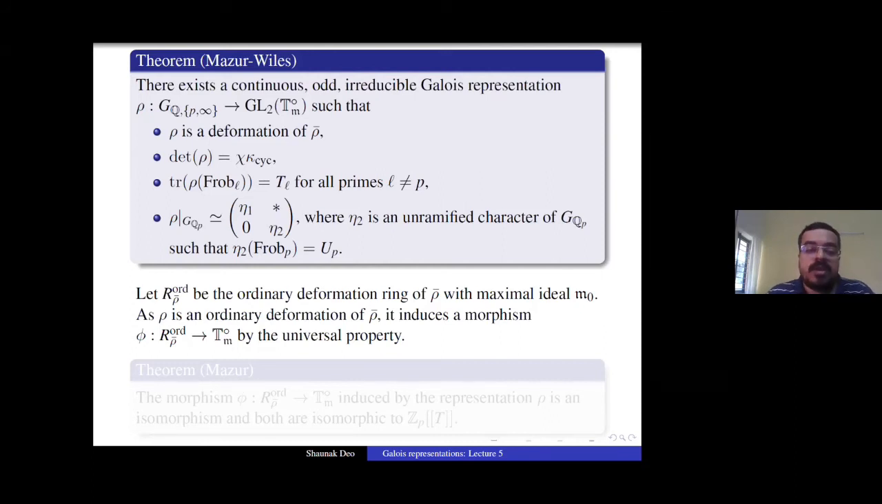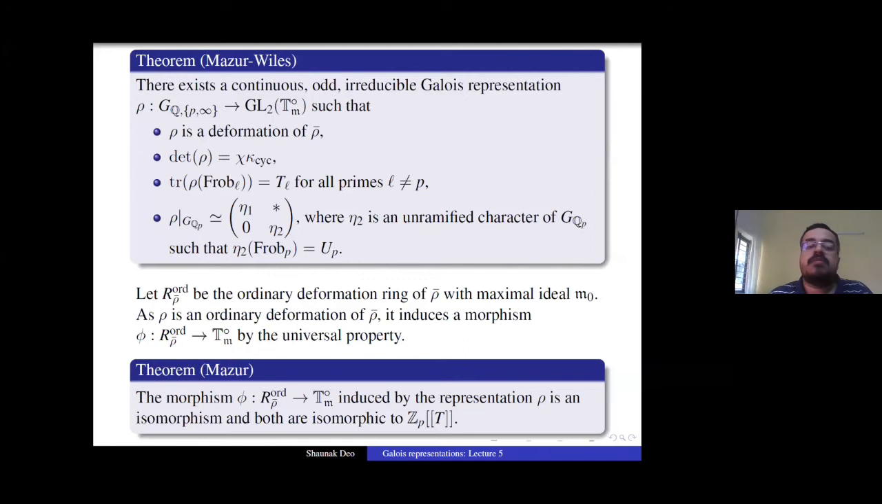Okay, and the theorem of Mazur says that the morphism phi, which is induced by the representation rho, is an isomorphism, and both rings R rho bar odd and TM circ are both isomorphic to Zp power series in one variable, so Zp[[T]], or the Iwasawa algebra lambda. So this is, as I said, an R is equal to T theorem.